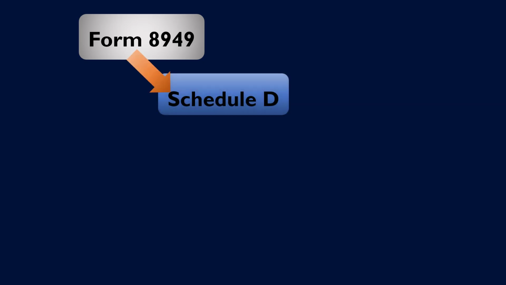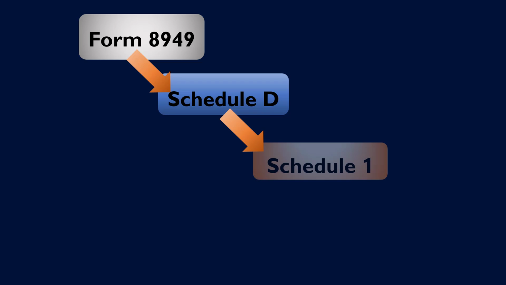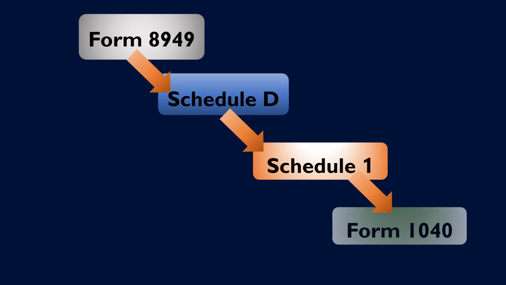So again, go over the flow once more on these transactions. Form 8949 flows to Schedule D. Schedule D flows to the new Schedule 1. Schedule 1 flows to the 1040.